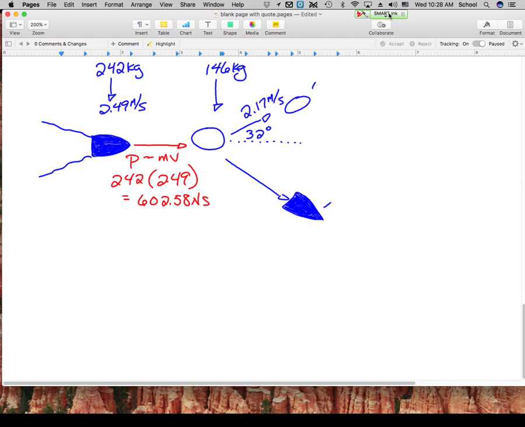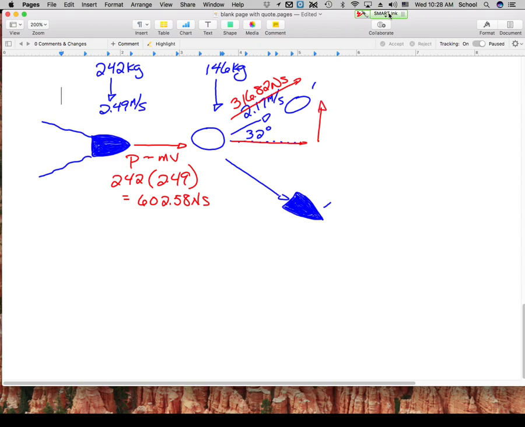We're going to say 146 times 2.17. So now it's going to have 316.82 Newton seconds, going that way. Now, if we have an angle, we can say, hey, some of this momentum is going forward and some of this momentum is going to the side.